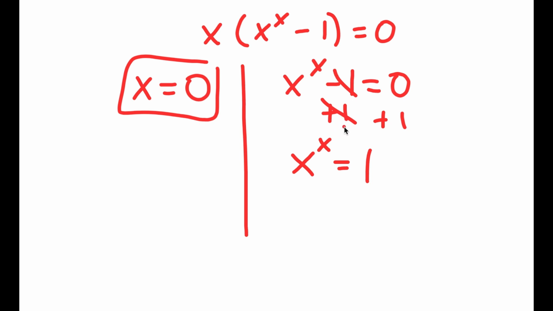Because x has to be the same number, we obviously know that, well, what number to the power of itself is equal to 1? That's going to be 1, right? Because 1 to the power of 1 is equal to itself. So x is equal to 1.